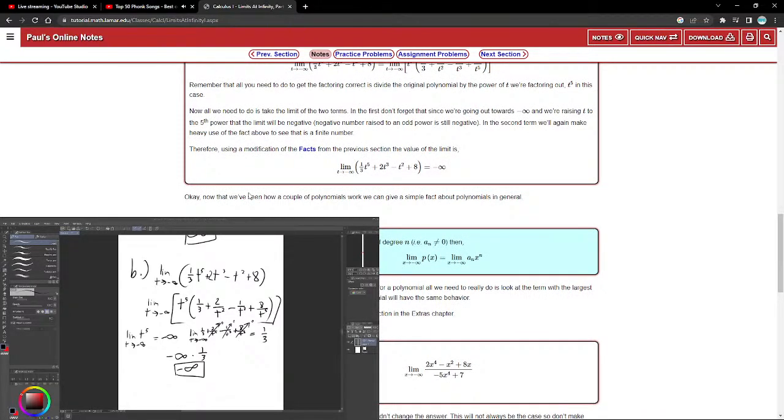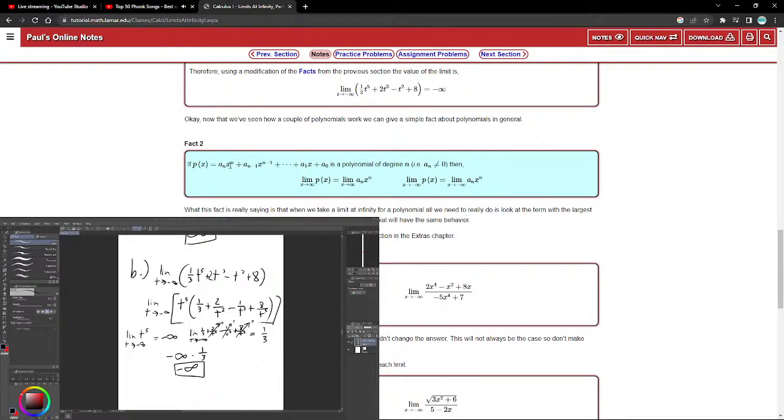Okay, now that we've seen how a couple of polynomials work, we can give a simple fact about polynomials in general. Fact 2. If p of x equals all that, then that is a polynomial of degree n. Then, wait, what?